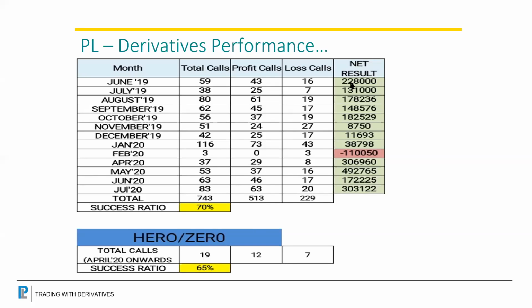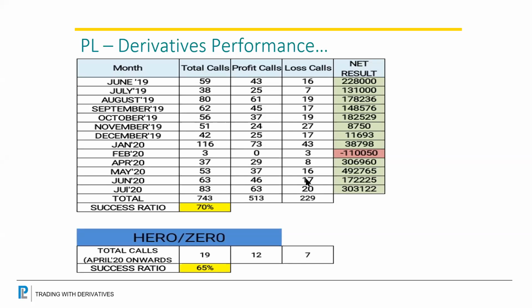So this is all the total number of calls, profitable calls, loss calls, net results. In July till now, I've given more than 83 calls, out of which 63 calls are successful ones. 20 calls have hit my stop loss or booked loss, and the net result is more than 3 lakhs that we are showing you.